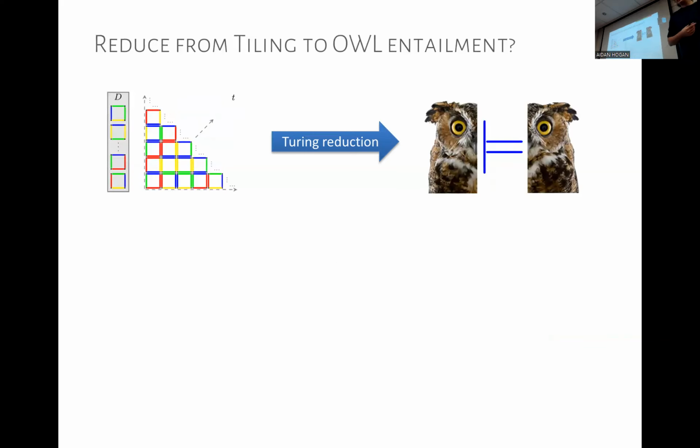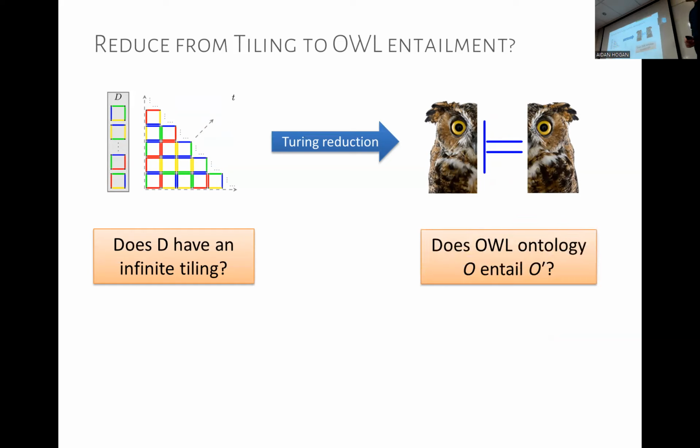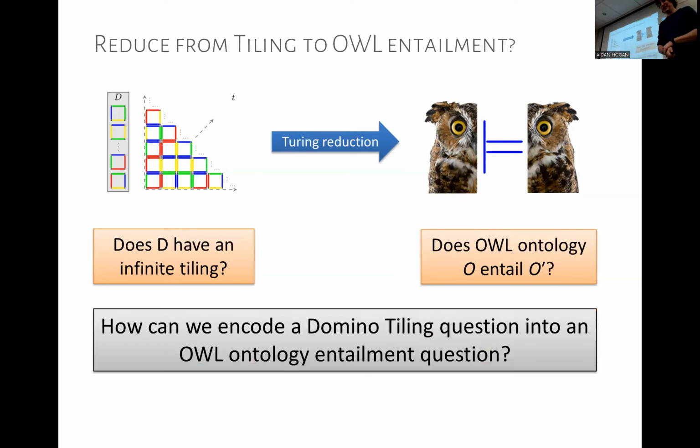So what we can do then is reduce from tiling to OWL entailment. We can actually show that OWL entailment is undecidable because this problem is undecidable. Given this D, and the question, does D have an infinite tiling, we're going to reduce this to ontology entailment, where we're going to show that if we could solve entailment in OWL, we could solve the tiling problem. And if we could solve the tiling problem, we could solve the halting problem. And we can't solve the halting problem. So it means that we can't solve any of these other problems.